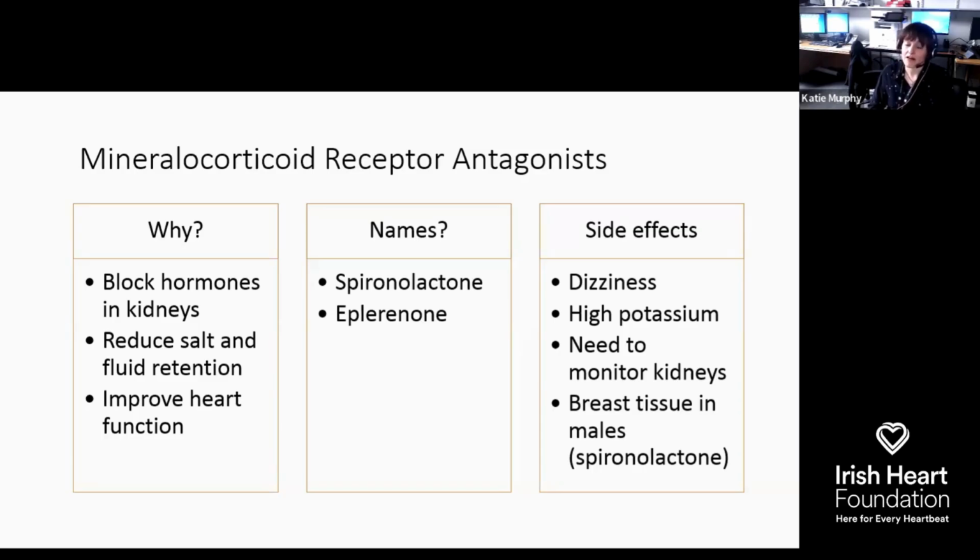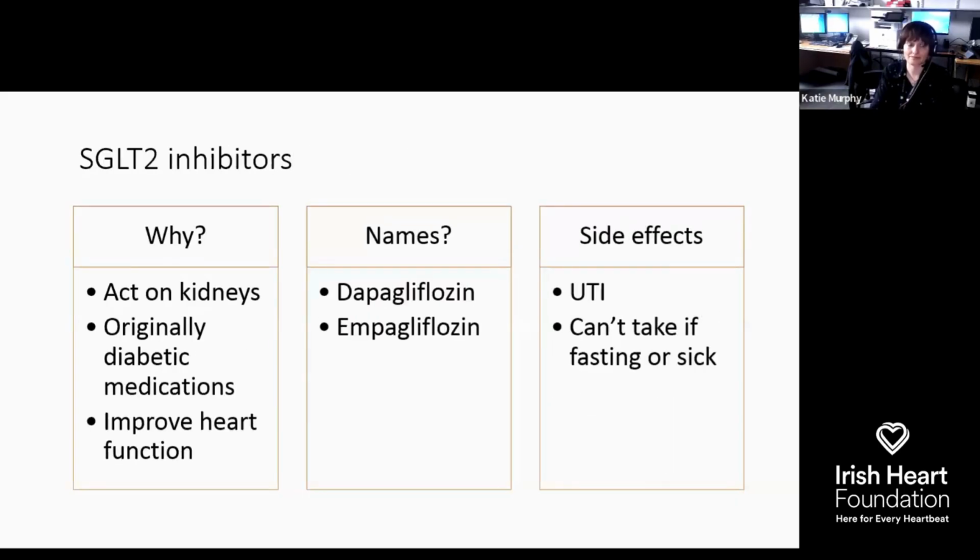Some of you may be on diuretics to help get rid of fluid and have to take potassium supplements, which can be not very nice medicines to take. And the nice thing about the spironolactone and the eplerenone is that it actually keeps the potassium up, so it can reduce the doses of potassium that you might have to take. And then the last major pillar is your SGLT2 inhibitors.